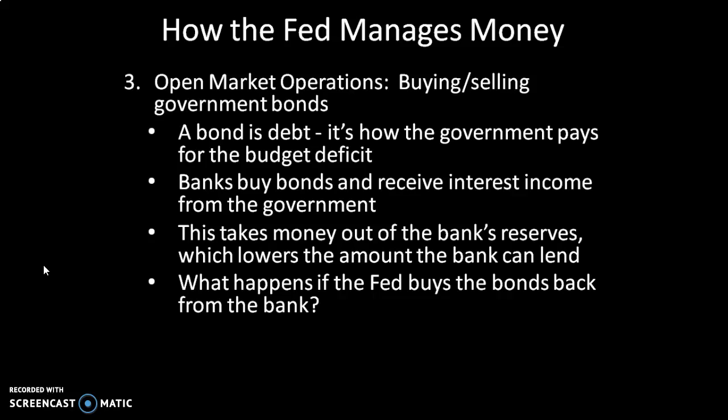Now, sometimes the Fed will choose to buy bonds back from the bank. Okay, so when the Fed does that, the Fed hands a bank a bunch of cash, and in return, the bank gives the Fed the bond. Now the bank has cash instead of a bond, and the bank can now lend that money out and create money in the economy. So when the banks buy bonds, that lowers the money supply. When the banks sell bonds to the Fed, that will increase the money supply. We'll get into that a little bit more in a minute.